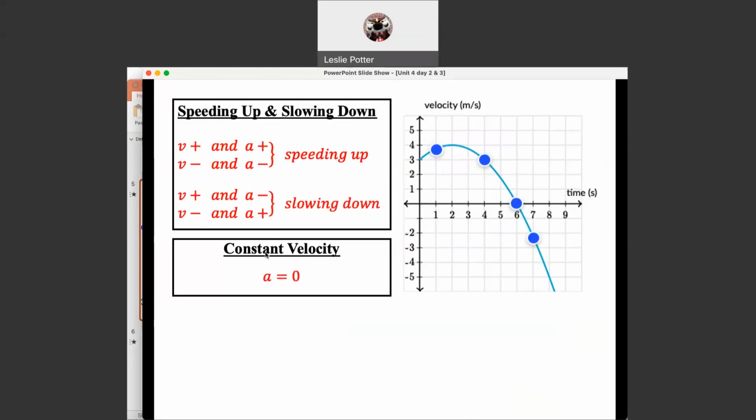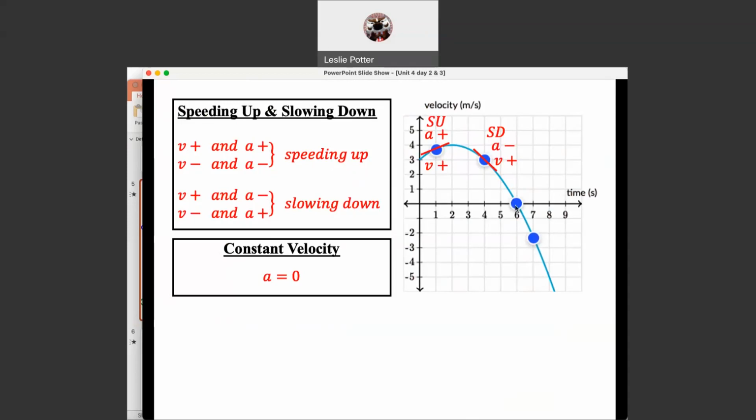So constant velocity means we're not doing either of these, so it must mean an acceleration of 0. Here we have positive velocity, and if we look, the slope is also positive, so we have positive acceleration. So we must be speeding up. Here, we have positive velocity because we're up here in the first quadrant, but our tangent line has negative slope. So positive velocity, negative slope, we're slowing down.